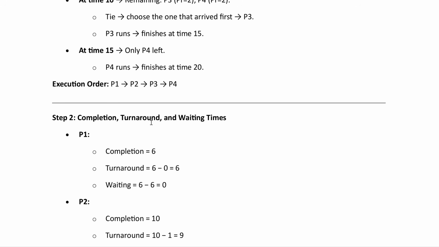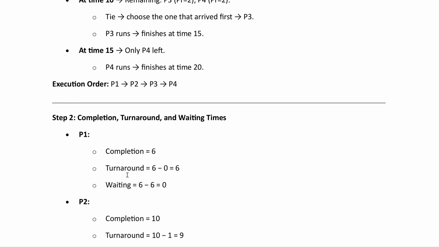So the execution order is P1, P2, P3, P4. Now we have to compute the completion time, turnaround time, and waiting time. Completion time, as the term itself signifies, is the time at which the process has completed its execution. The formula for turnaround time is completion time minus arrival time. The waiting time formula is turnaround time minus burst time. So you can compute all this.